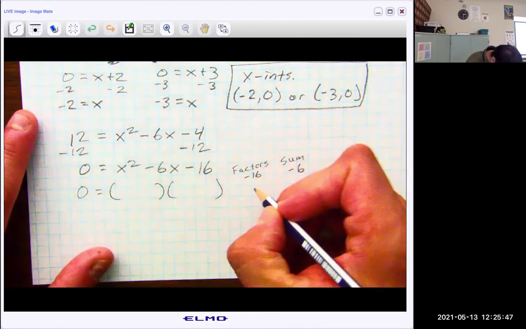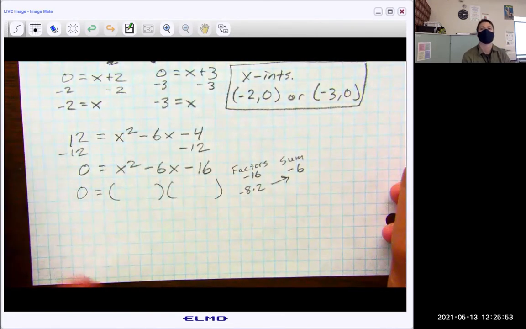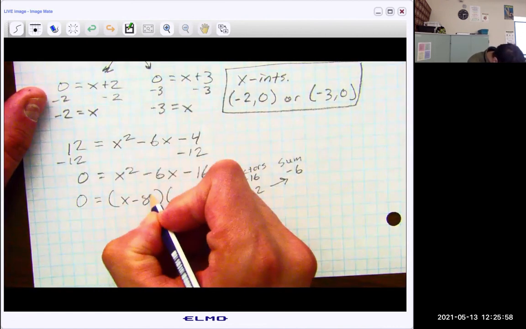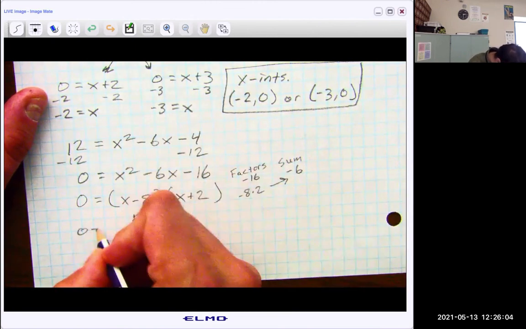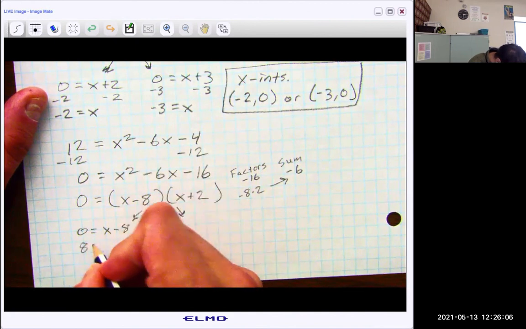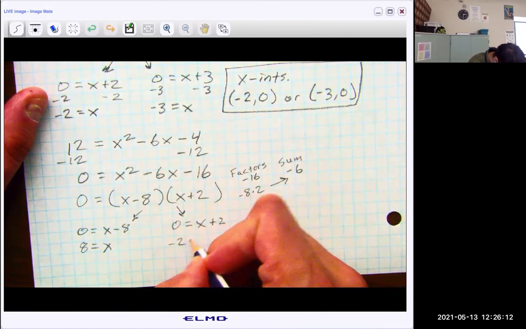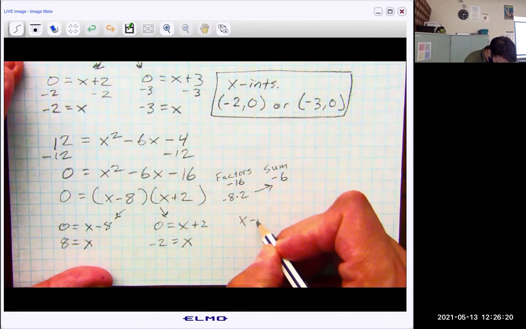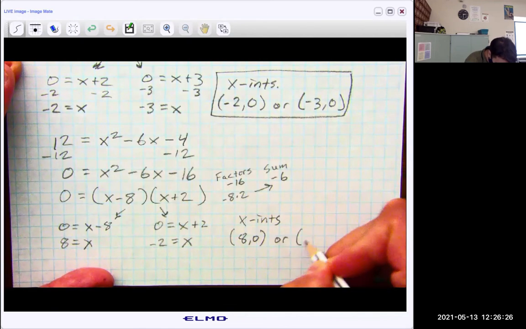I think you should use probably a -8 and a +2. They multiply to make negative 16 and add to make -6. So we have x minus 8, x plus 2, and you split and solve. So x is either 8 or x is -2. So the roots are 8, 0 or -2, 0.